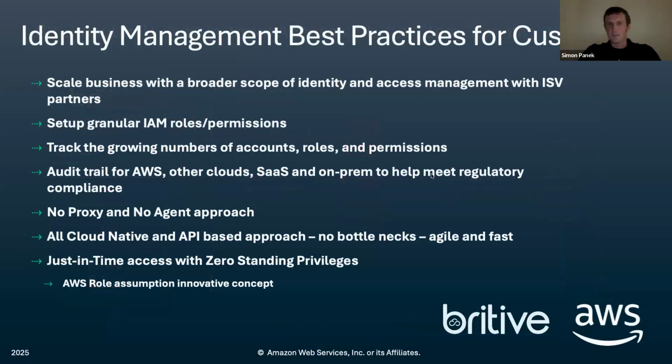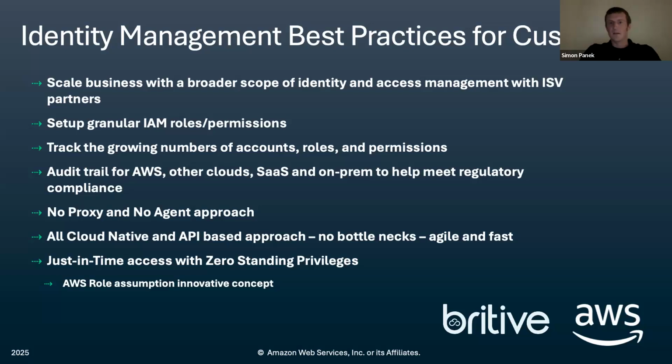And before I pass this over to move more in depth into Britive, I'd like to leave you with a few best practices that AWS expects for identity management and access. The first one that's very relevant today is that as you scale your business, we recommend you take on an ISV partner such as Britive to help you scale and broaden your ability to maintain identity and access management control.